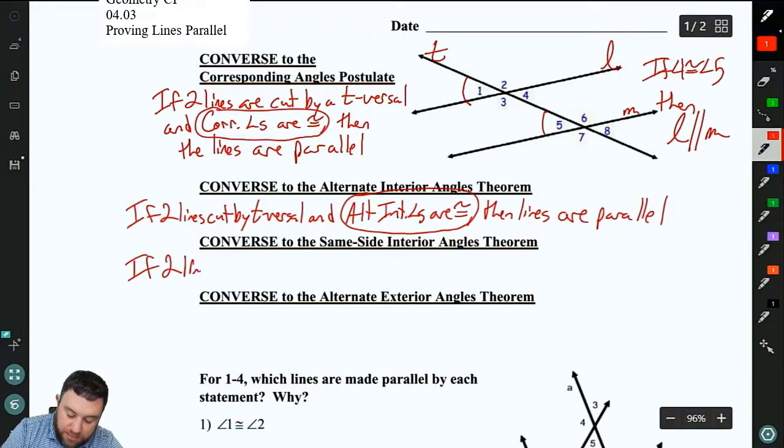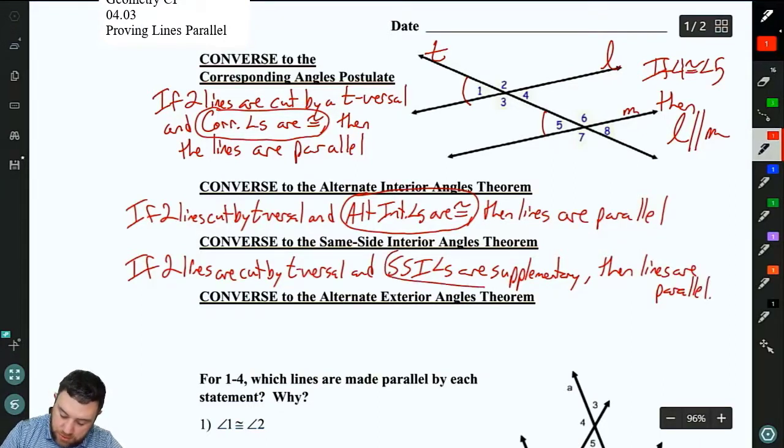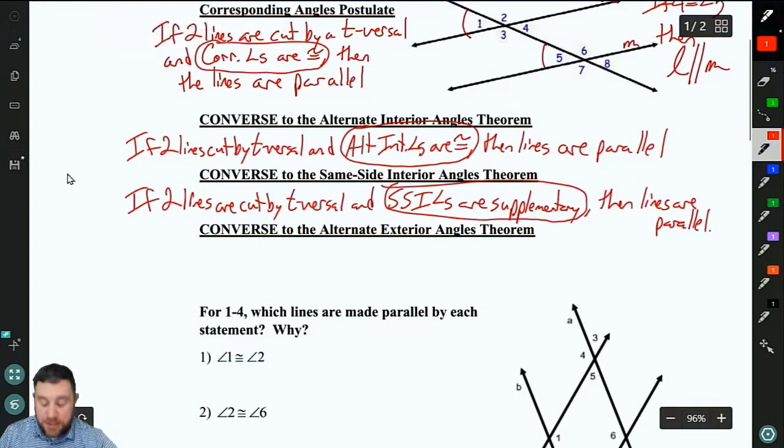If two lines are cut by a transversal and same side interior angles are, remember last time, these weren't congruent, they were supplementary. So if we know they're supplementary, then the lines are parallel. Always keep in mind that same side interiors are the weird ones because they're supplementary instead of congruent.